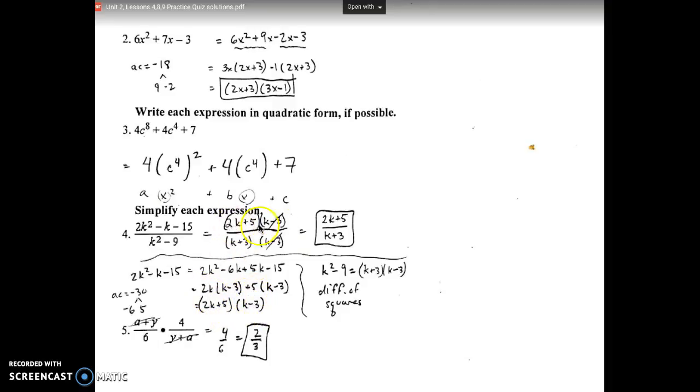So my numerator is those 2 terms multiplied together. My denominator with those 2 terms is a difference of squares. It's k plus 3 times k minus 3, so I'm writing that out. I see that each the numerator and the denominator has a k minus 3, so I cancel them out, and I'm left with 2k plus 5 over k plus 3, and that's my final answer.